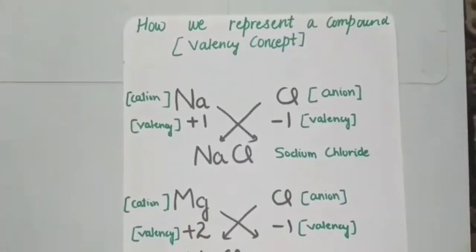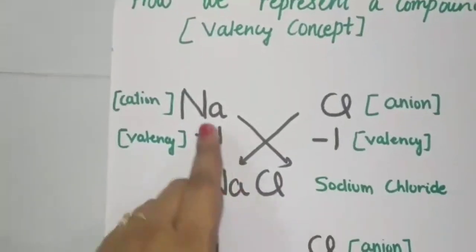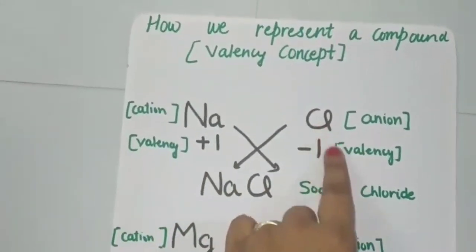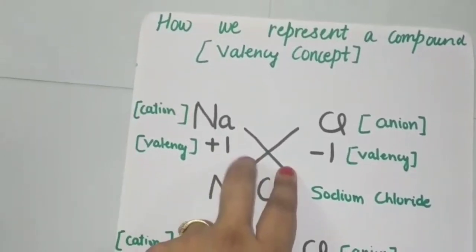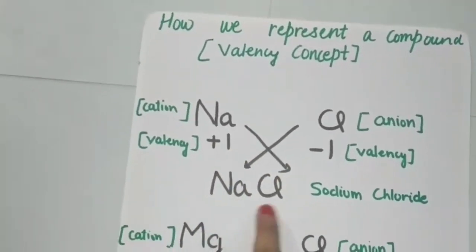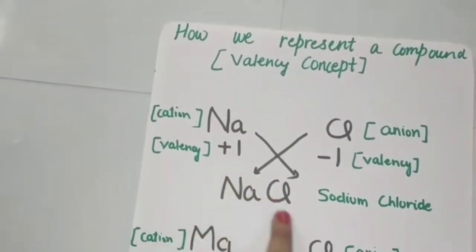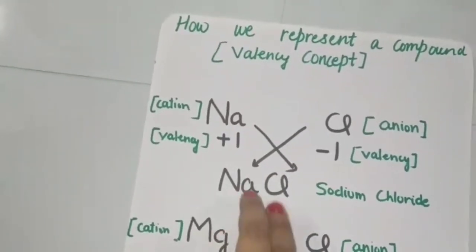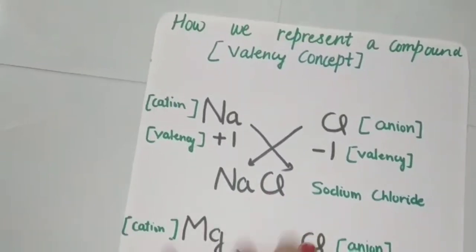Now let me introduce how you can represent a compound, how you can make a compound. Here we are seeing sodium with valency +1 and chlorine with valency -1. When both elements mix together, it becomes sodium chloride, NaCl. So the positive charge goes to chlorine and the negative charge comes to sodium. So they both cancel out the charges and the compound becomes NaCl.